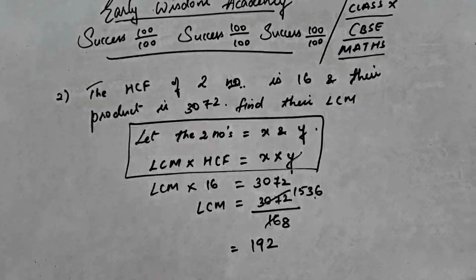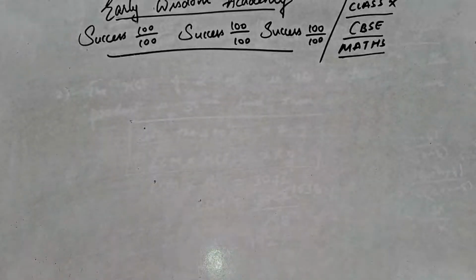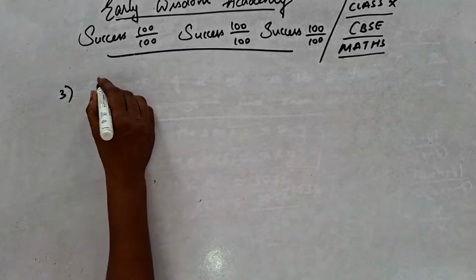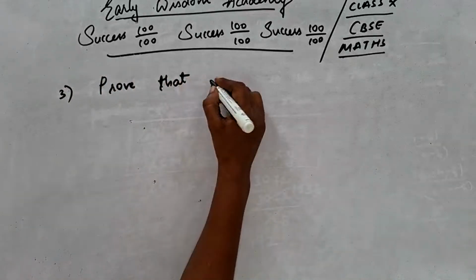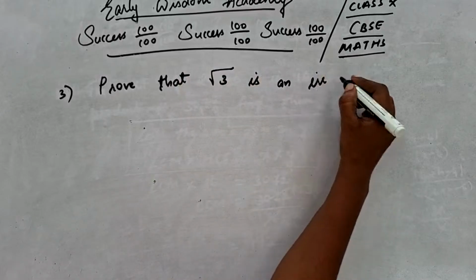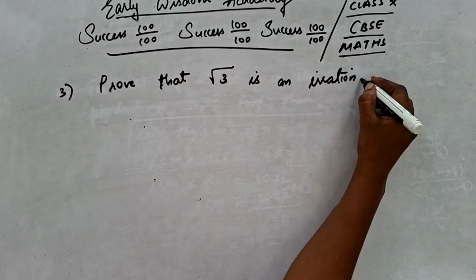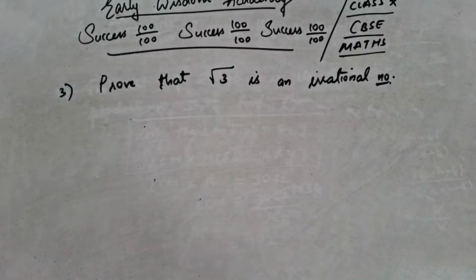Now, the most important question, third question. Third question is, prove that root 3 is an irrational number. Okay. Root 3, root 2, root 5, root 7. Anything can be given. Very important question in your first chapter.